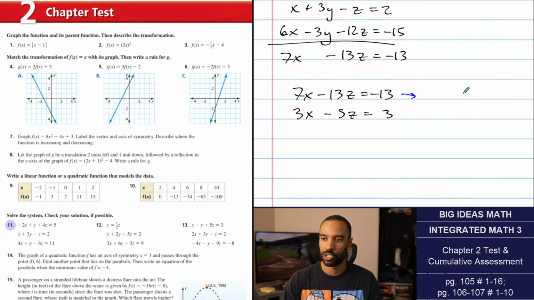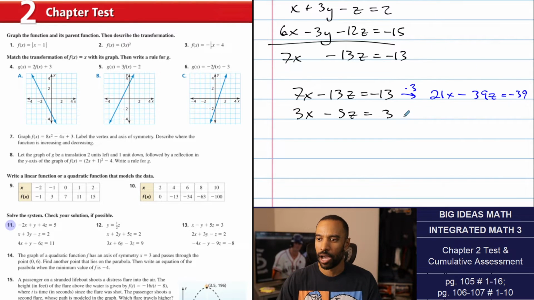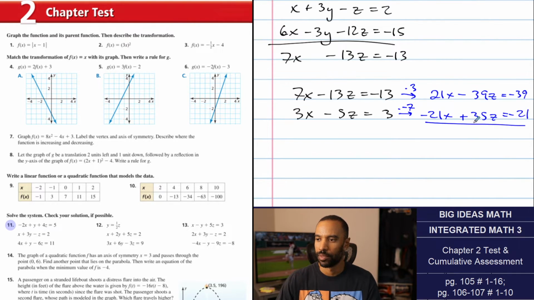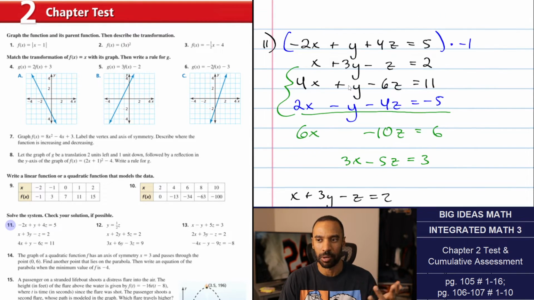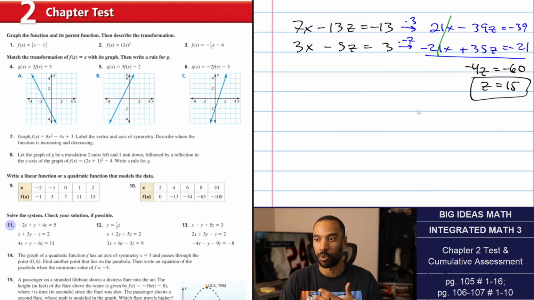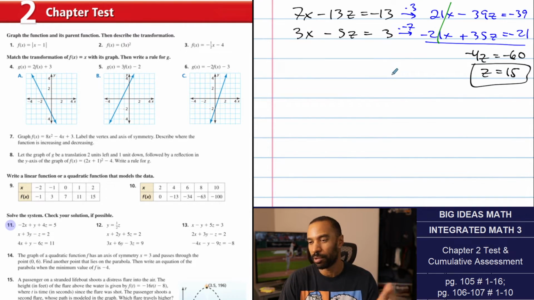Let's multiply the top equation by 3. Times 3, we get 21x minus 39z equals negative 39. And the bottom equation times negative 7. Let's do that. So we get negative 21x plus 35z equals negative 21. So x's eliminate. For z, we're going to get negative 4z equals negative 60. Therefore, z equals 15. So at least it cleaned up. I trust my answer a little bit more seeing that, but it's not like these numbers were clean to begin with. I don't know if eliminating a variable other than y would have made that easier for me in the end, but I got that.